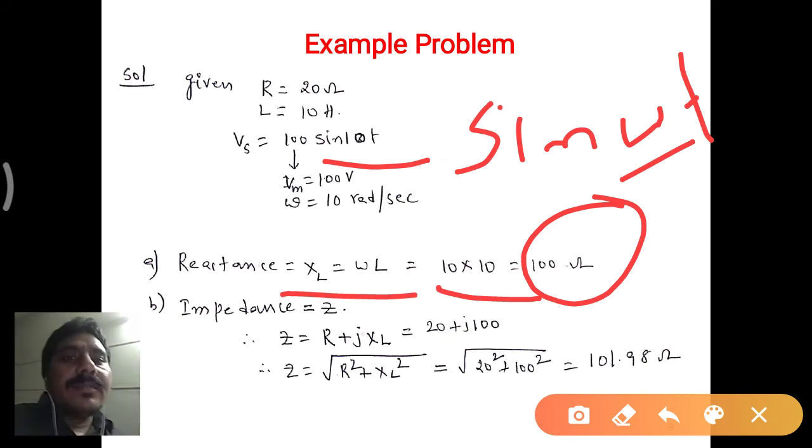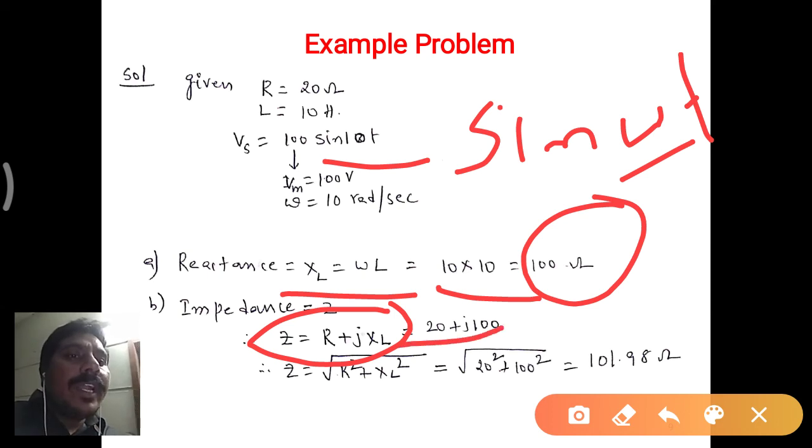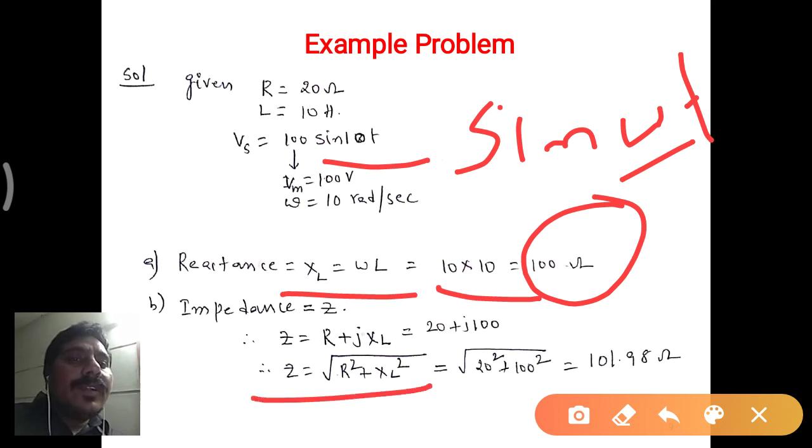Now the second bit is to calculate impedance Z. Already we know that Z is equal to R plus JXL. That is 20 plus J100. So here the magnitude of Z is equal to the square root of R square plus XL square. Substituting those values, we get 101.98 ohms.